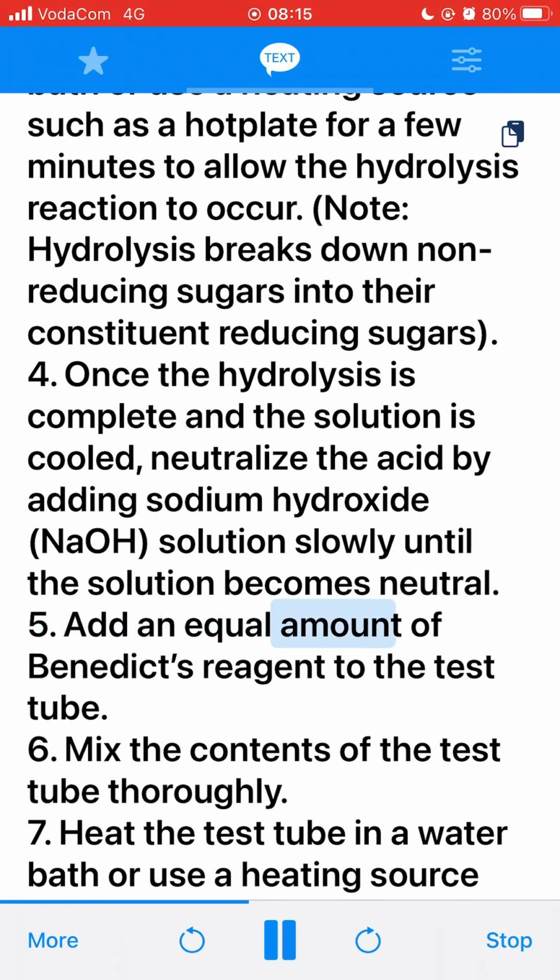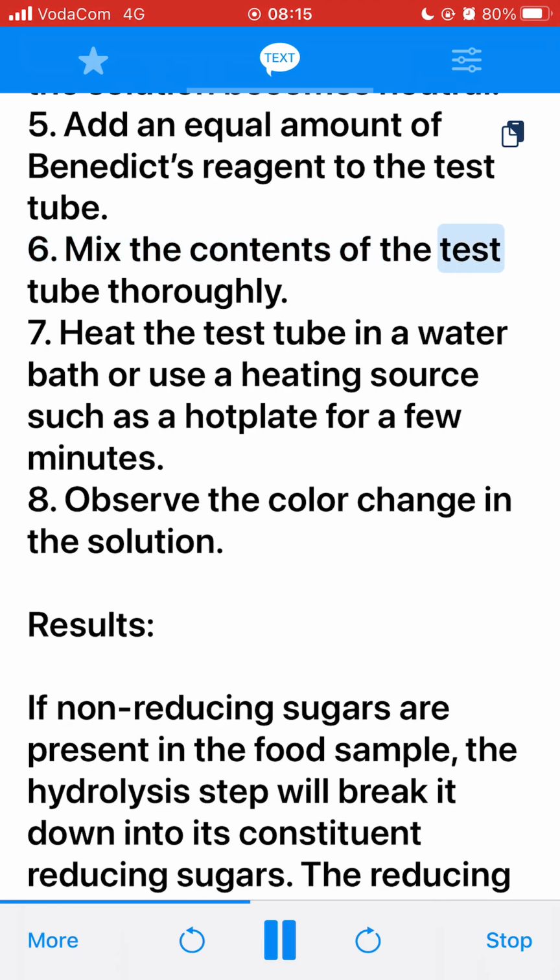5. Add an equal amount of Benedict's reagent to the test tube. 6. Mix the contents of the test tube thoroughly. 7. Heat the test tube in a water bath or use a heating source such as a hot plate for a few minutes. 8. Observe the color change in the solution.